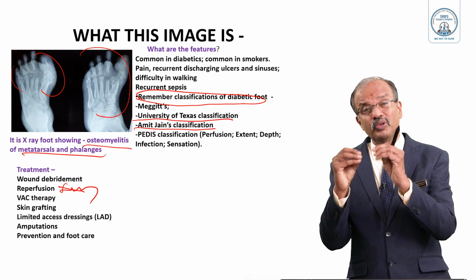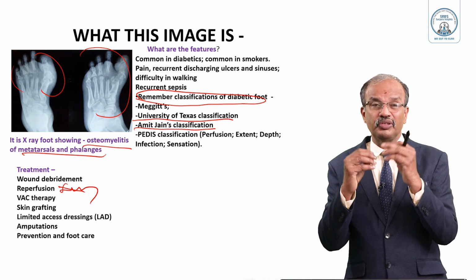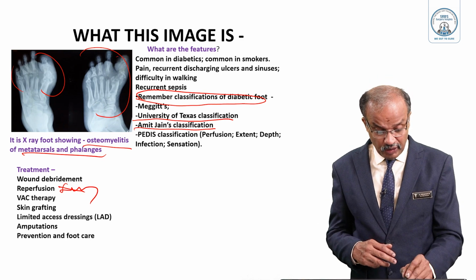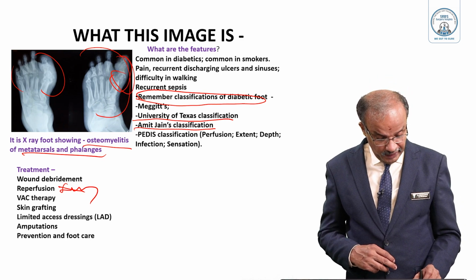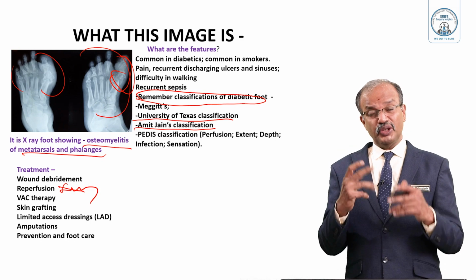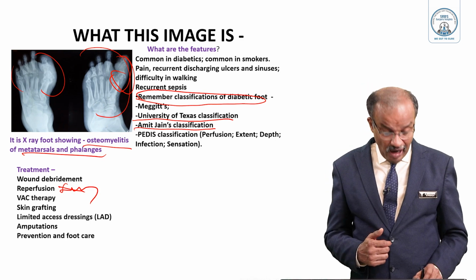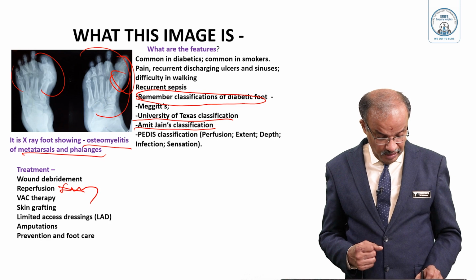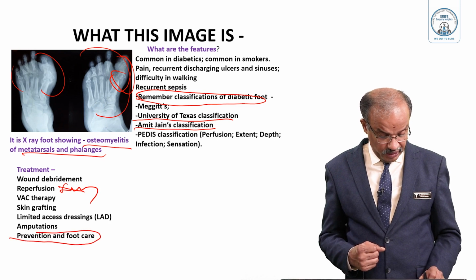You have to remove the bone; all the bone sequestrum has to be removed. Proper wound debridement is very important; this toe may go off. And skin grafting later, once everything heals after VAC therapy. Limited access drainage is the newer concept; please go through that. And if everything fails, amputation. Prevention and foot care is most important in the diabetic foot.